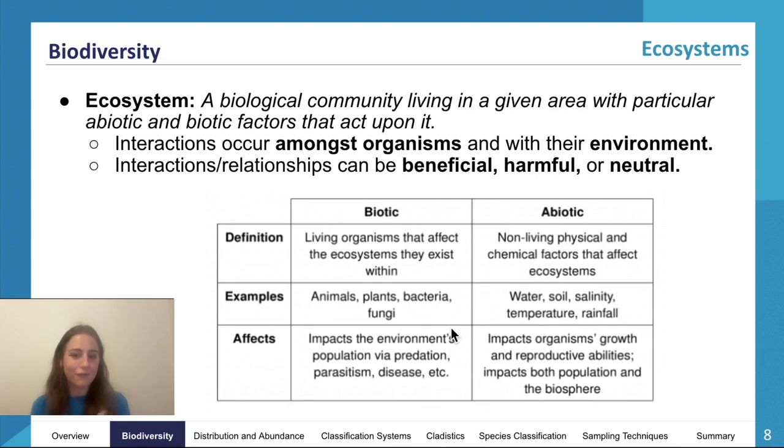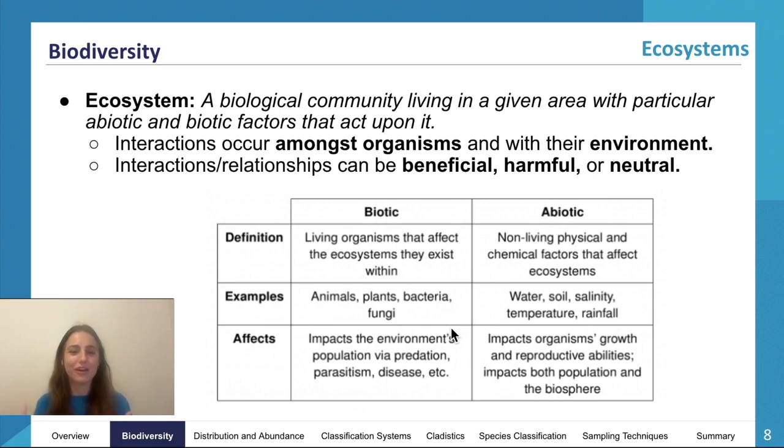Since these factors affect the living organisms that make up an ecosystem, they are in turn affecting the biotic factors that make up that ecosystem. And because of that, they are affecting the ecosystem, which is why we say that an ecosystem is a biological community that is affected by abiotic and biotic factors. So hopefully you're beginning to see how non-living and living things are really intertwined in an ecosystem, and on top of that, how endlessly complex ecosystems really are.